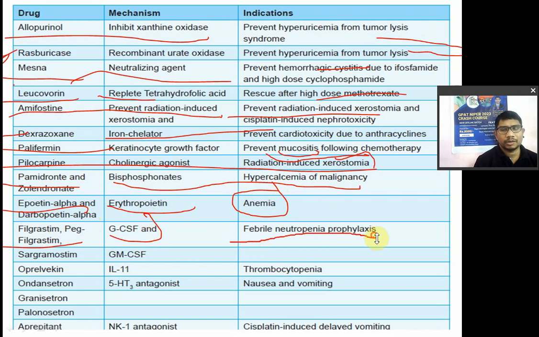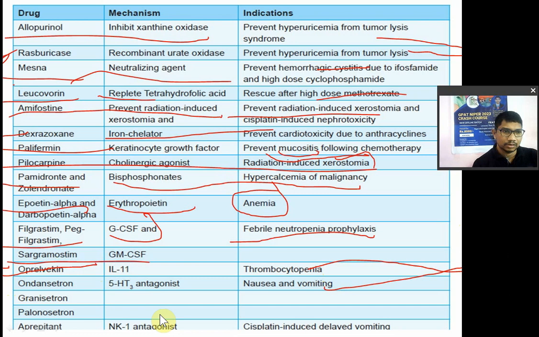मतलब एंटीकैंसर ड्रग के बाद में जो न्यूट्रोपेनिया होता है, उसको प्रिवेंट करने के लिए फिल्ग्रास्टिम. Then sargramostim is a colony stimulating factor for monocytes and granulocytes, so it is useful in the same condition, neutropenia. Oprelvekin is the interleukin 11 agonist, so again useful in the thrombocytopenia caused by anticancer drug.